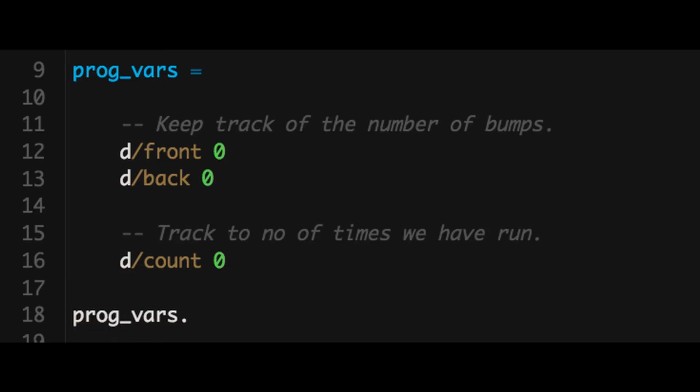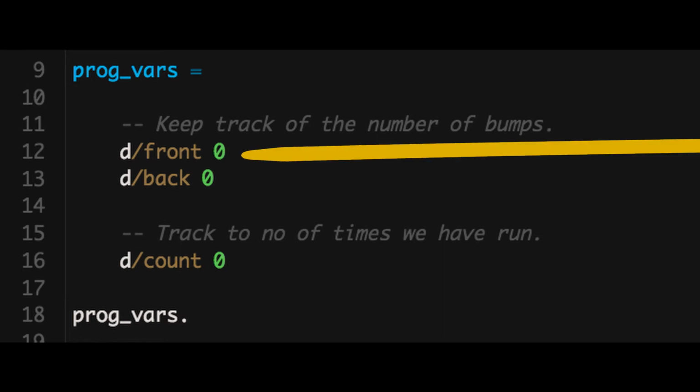Next is the variables section. This is where we tell Octagon which variables we want to use in our program. First, we declare two variables, one called front and the other one called back. These will keep a count of how many times the front and the back bumper are hit. At the end of the program, we will display the total number of hits. These are both integer variables, and Octagon knows this because there's a 0 after each declaration.